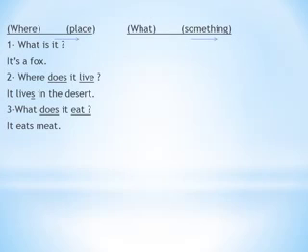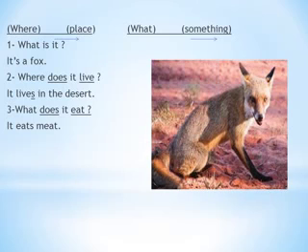Now let's recognize the question words where and what. We use the question word where to ask about the place يعني بنسأل بيها عن place. Place يعني المكان. But we use the question word what to ask about something. بنسأل بيها عن something يعني شيء ما. Look at number 1. What is that? It's a fox.